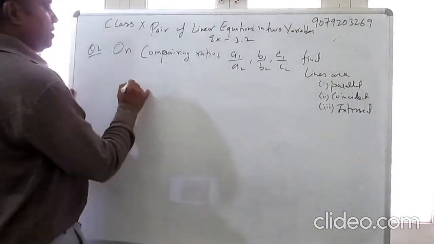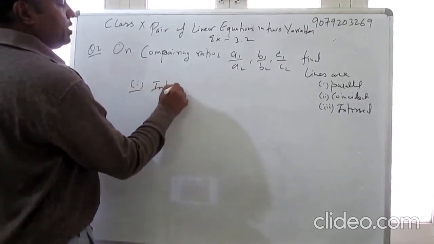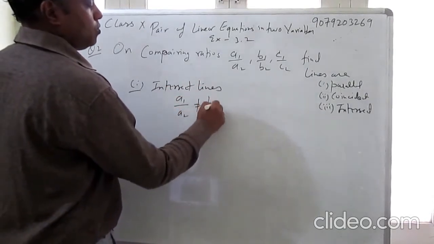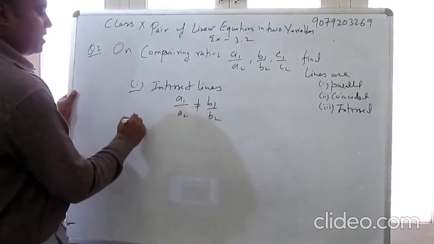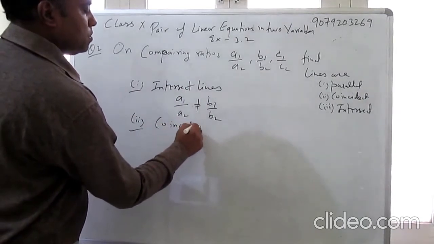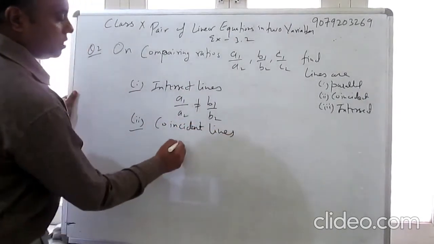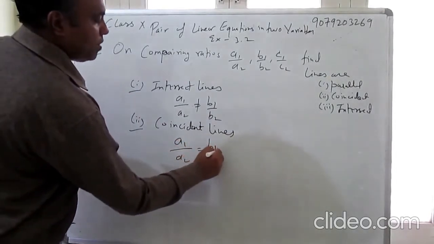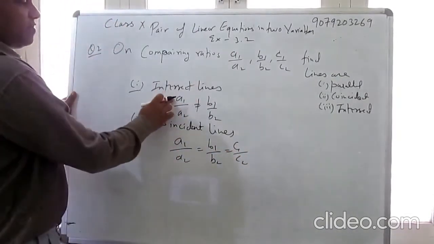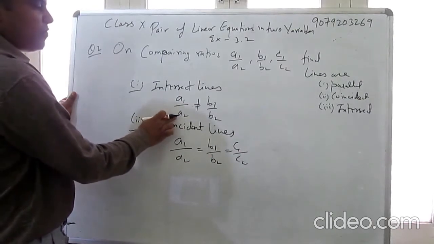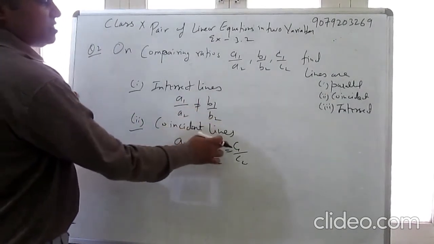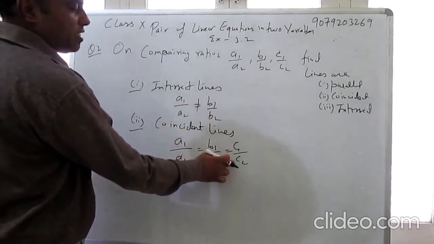You know what is the condition for intersecting lines? A1 upon A2 not equals to B1 upon B2. What is the condition for coincident lines? A1 upon A2 equals to B1 upon B2 equals to C1 upon C2. You know what is A1? Coefficient of X, first line. A2 coefficient of X, second line. B1 coefficient of Y, first line. B2 coefficient of Y, second line. C1 constant term, first line. C2 constant term, second line.